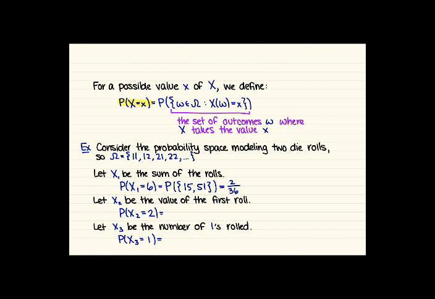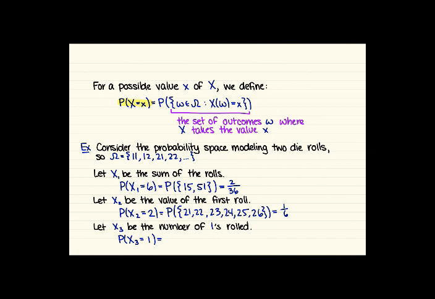For X2, if X2 is the value of the first roll, and we're looking at the probability that X2 is equal to 2, then we want to look at the probability of the event where that happens. So then if the first roll is 2, that's going to be (2,1), (2,2), (2,3), (2,4), (2,5), (2,6), and that gives us 1/6 there.